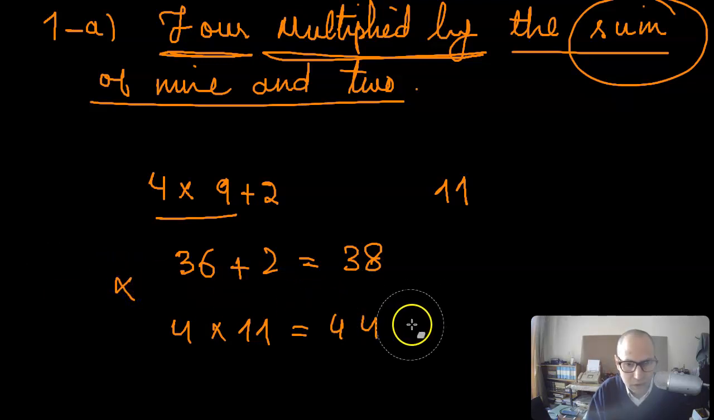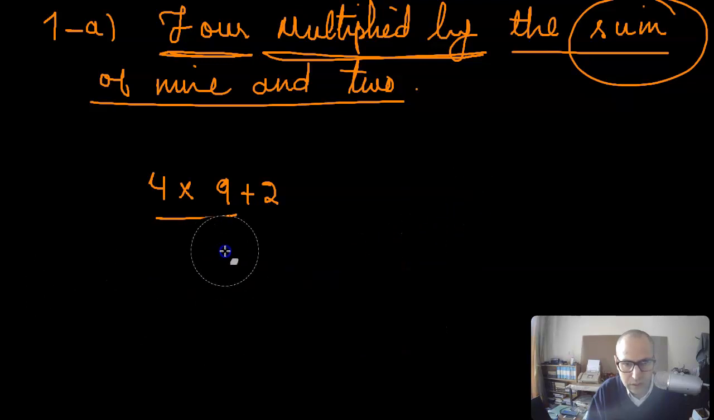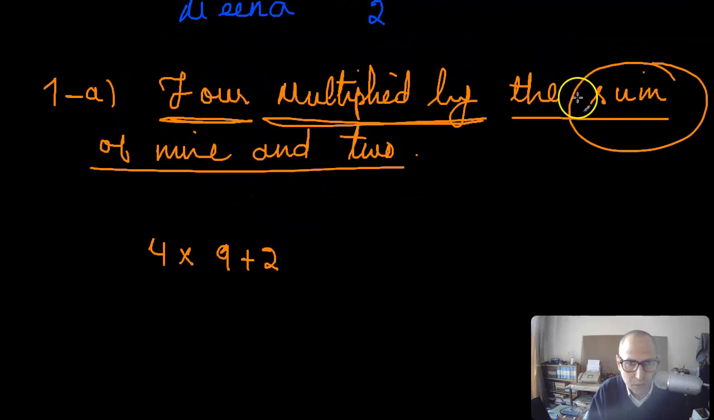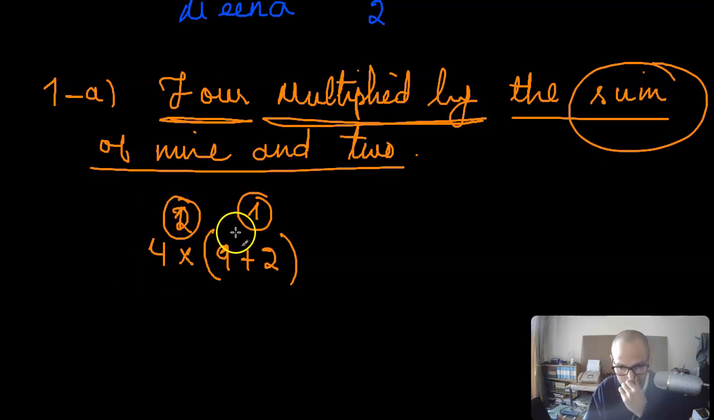Which means that when you want to write this exact expression, where the 4 is supposed to be multiplied by the sum of 9 and 2, first the sum of 9 and 2 has to be evaluated, which means 9 and 2 has to be put in a pair of brackets, in a pair of parentheses. And then once you've done this step, the second step is to do the multiplication. Okay, so that is one thing.